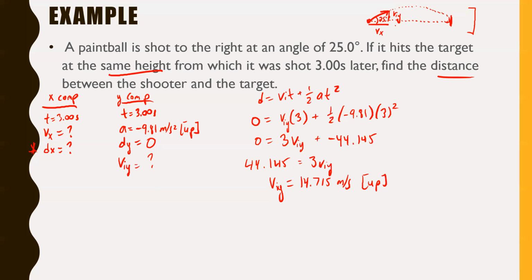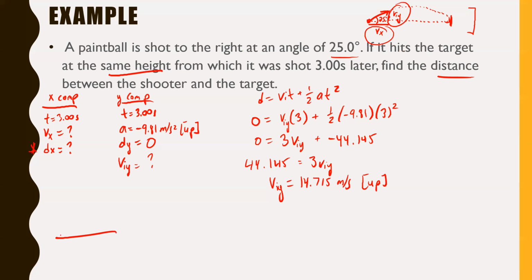And the reason we know it's up, of course, is because it told us it's being shot to the right at an angle. We can assume it's being shot upwards, otherwise it's not going to hit that target, as there's nothing to bring it back up. Anyway, since we know VIY, we can use a little bit of trigonometry to find Vx.